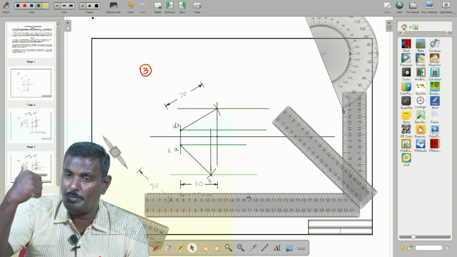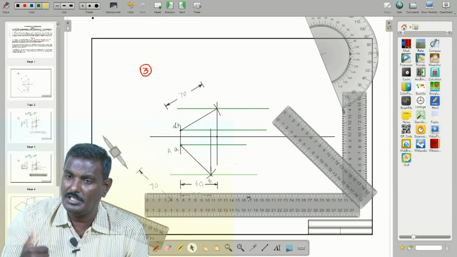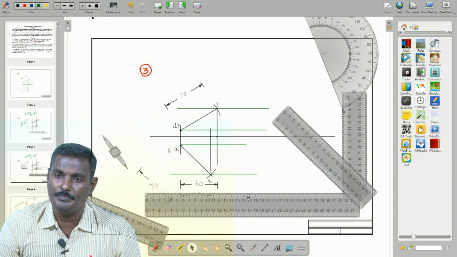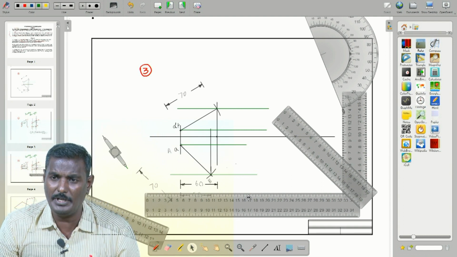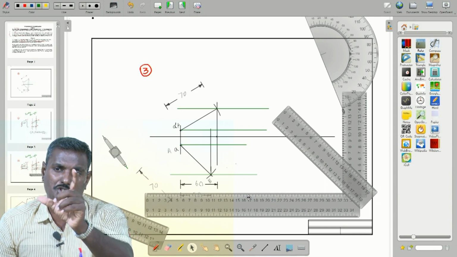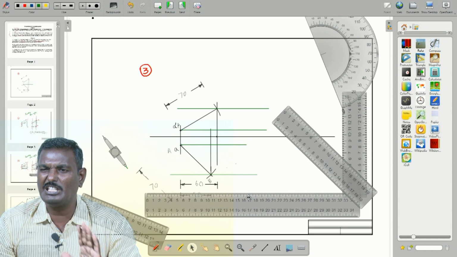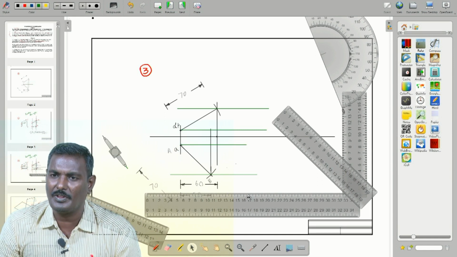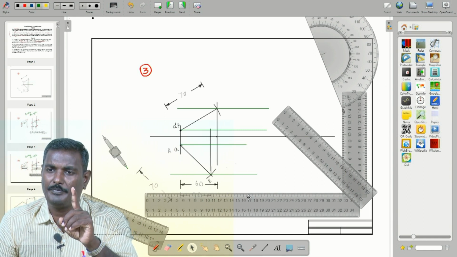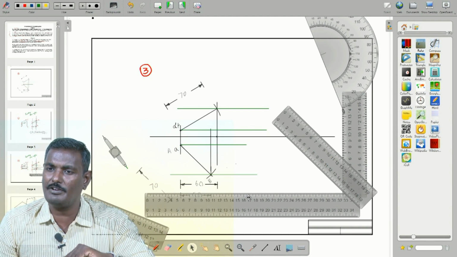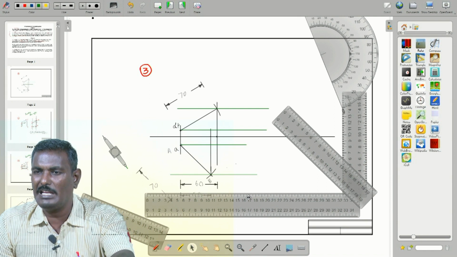Take the radius as a projector, that is, a projector that intersects the locus line of small b, so that will give the true length. That is the concept. Here, the reverse: what is the reverse? From the true point, draw a projector up to the locus line of A, from the elevation.